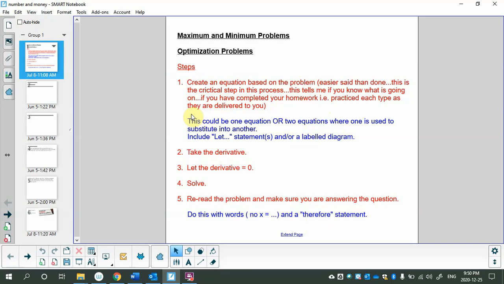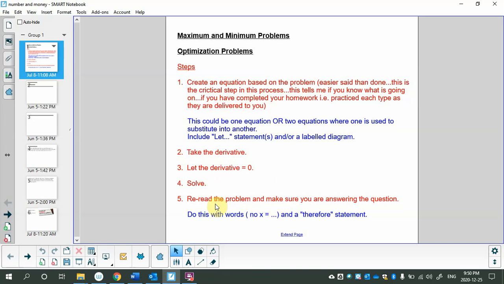So back to the steps. This could be one equation, or it could be two equations where you sub one into the other. Your choice depends on the type of question: you include a let statement, or you include a labeled diagram, or if you prefer, you could do both. Once you get an equation, you take the derivative, and because it's a maximum minimum problem, regardless of whether it's maximum or minimum, you let the derivative equal 0, because that will give you a slope of the tangent that is 0, horizontal. You solve for the x's, or whatever letter is in the question.